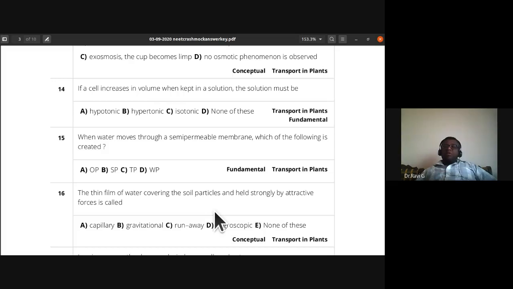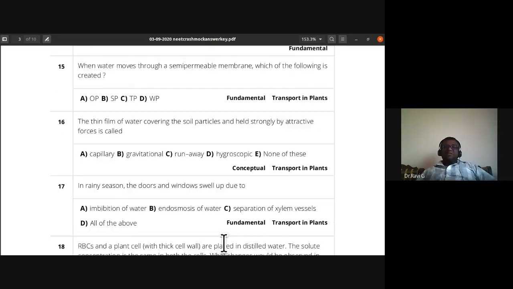The thin film of water covering the soil particles and held strongly by attractive forces is called as capillary water, gravitational water, runaway water, or is it called as hygroscopic? So which is the answer for this? So soil particles holding up this film of water covering, we call it as hygroscopic, and they are held strongly by attractive forces. The answer is hygroscopic.